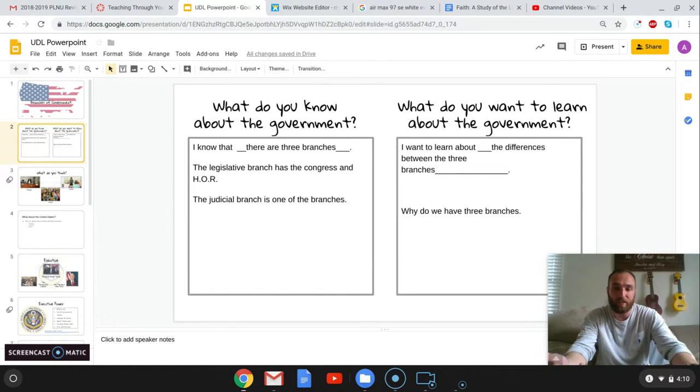Do you know how many branches there are in the United States government? Do you know what each of those branches do? Do you know how they relate to each other? What do you already know, or what have you already heard from previous experience?